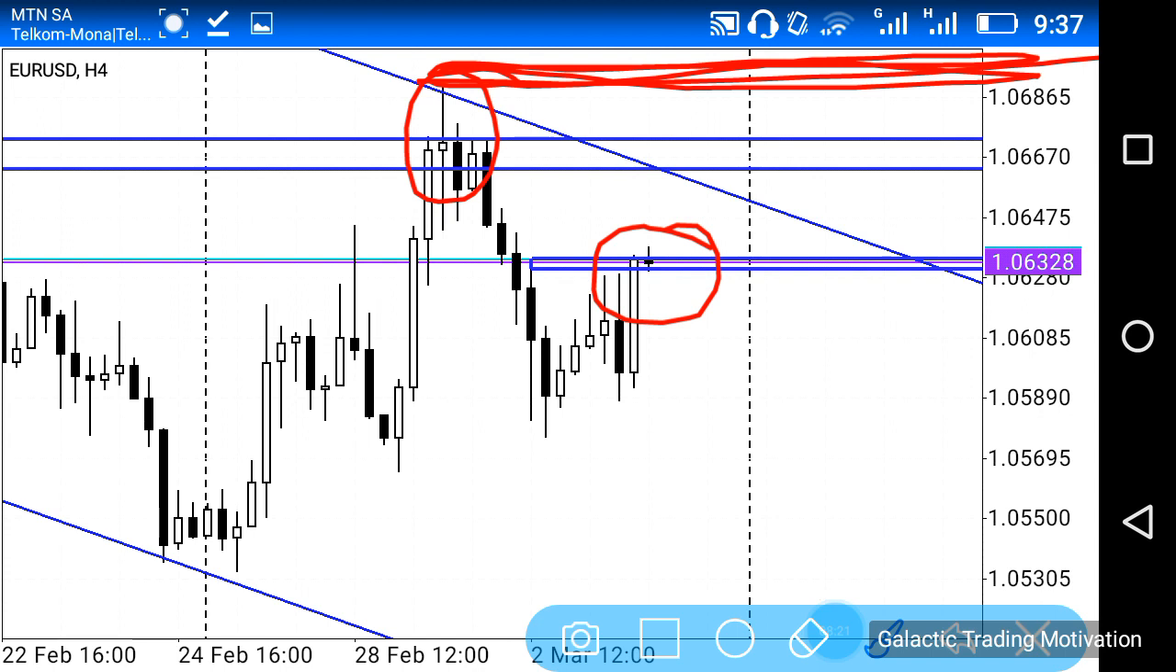So that is it as far as my analysis goes, and as I said, I don't see any actual buying or selling opportunities. However, what I would do at this point is just wait it out and see what the market actually does next.